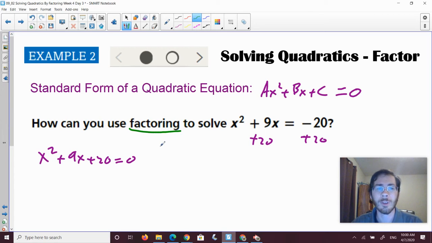Again, you can factor however you want. I'm going to go through a couple different methods for factoring. But the first one I'm going to do is my favorite one. I like to factor with the boxes. So I'm going to make the boxes.